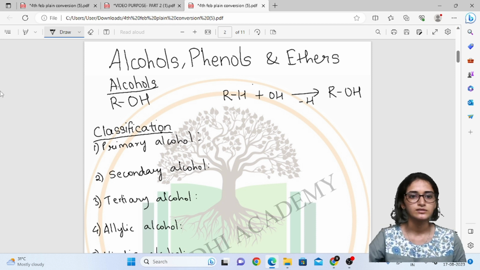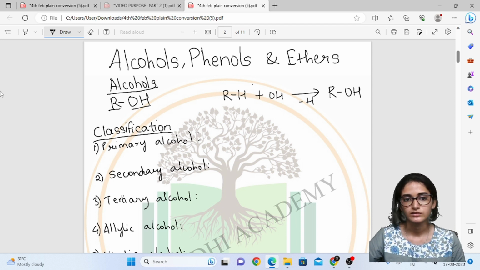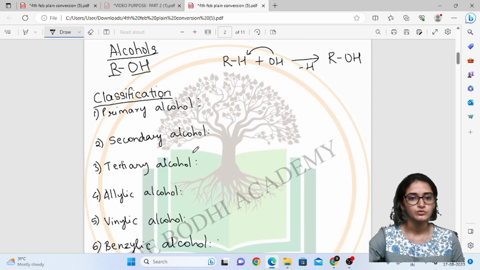So for alcohols, the general formula is ROH, wherein R is the alkyl group and OH is the functional group that is responsible for the alcohol. Now how do we get this OH group to attach to the R? If you remove a hydrogen from the hydrocarbon and replace it with an OH group, we will get ROH, and that we call an alcohol. Now depending on how many OH groups are attached and which alkyl group is attached to that, we have a classification of alcohols. So let us move to the classification.